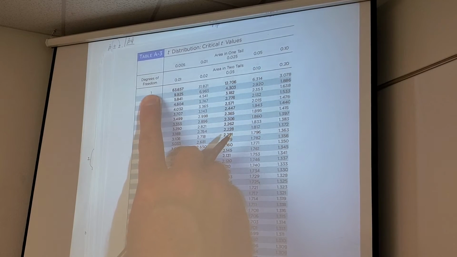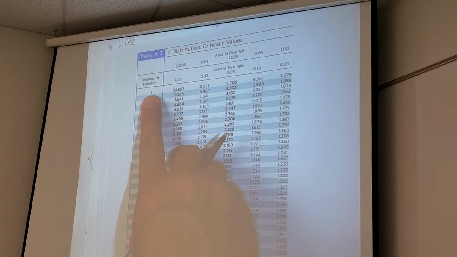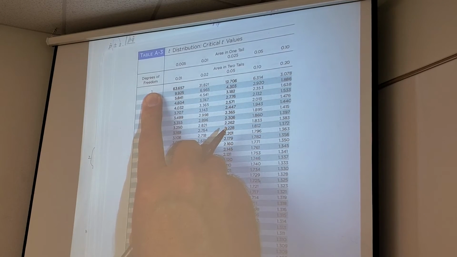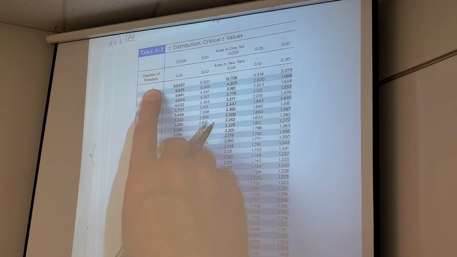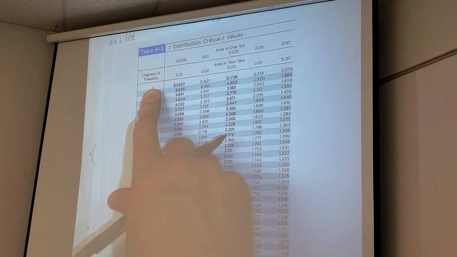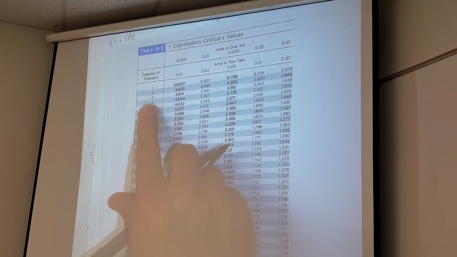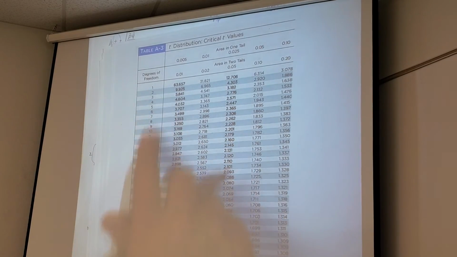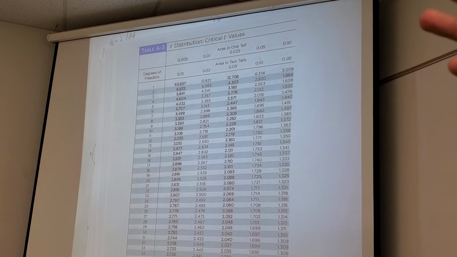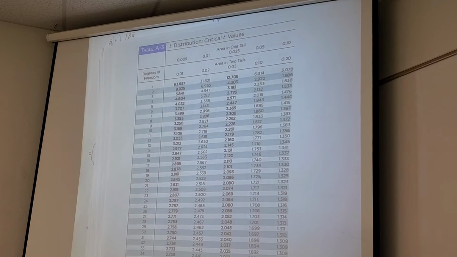So how big is the sample in the first row really then? How big is the sample? 2. Because 2 minus 1 is 1. Do you guys see that? So if I had a sample of 11, where would I go? 10. Because this is degrees of freedom, which is n minus 1. Okay, I like it. All right.